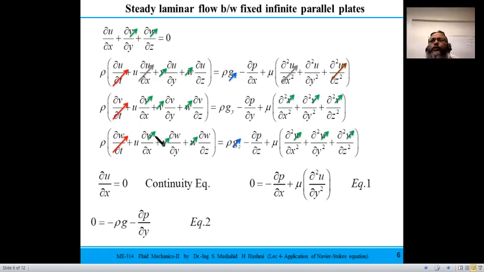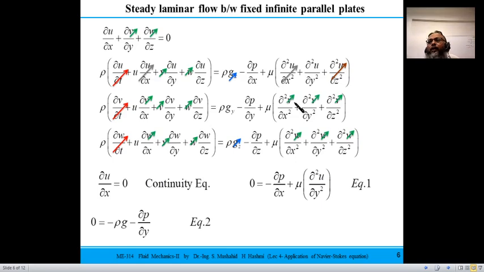What about equation number 2, which is the y momentum equation? All the inertial terms are 0. There is no convective term, but there is the gravitational force in y, so gy is taken to be minus g, and you end up with minus rho g. Minus g is because the acceleration acts downward, in the negative y direction. So you are left with this term.